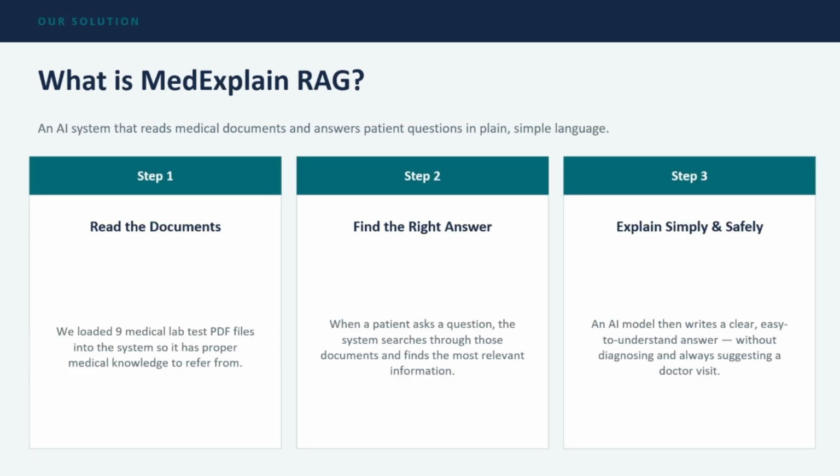Our solution: to solve this problem, we built MedExplain RAG. This is an AI system that reads medical documents and answers questions in simple language. First, we load medical PDF documents into the system. Then, when a patient asks a question, the system finds the most relevant information. Finally, the AI explains the answer in a clear and easy way. Also, it never gives a diagnosis and always suggests consulting a doctor.